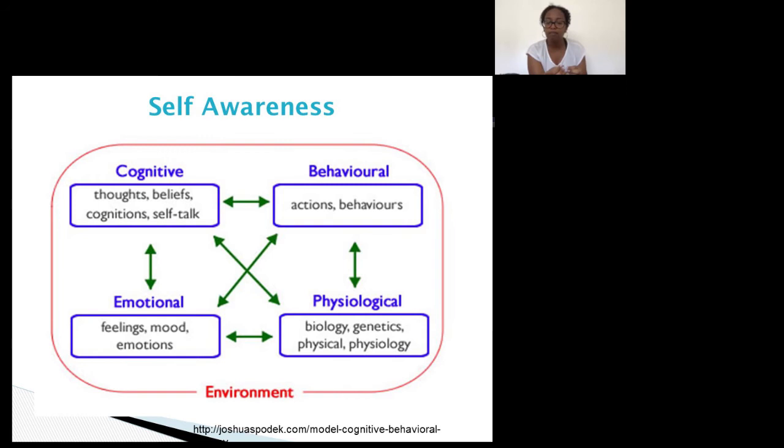Physiological things are our biology. Are we a man or a woman? Our genetics. Just how we are physiologically, and that also interacts with our emotions, which are our feelings, our moods. And our emotions interact with our behavior, like we were talking about. How do we respond to the things that we feel? And our physiology interacts with our cognition, which is our thoughts and our beliefs.